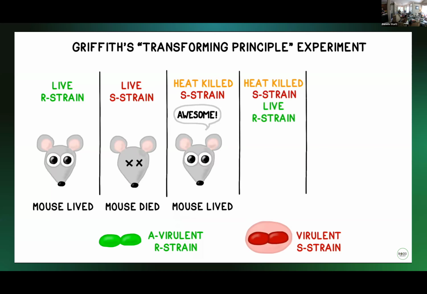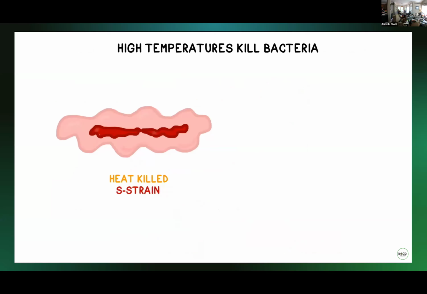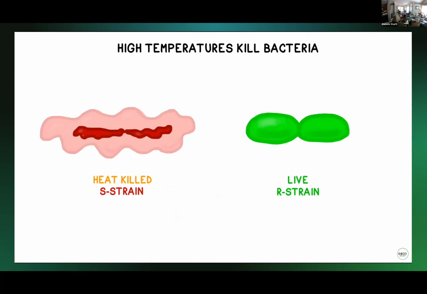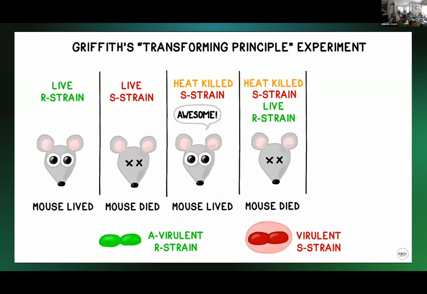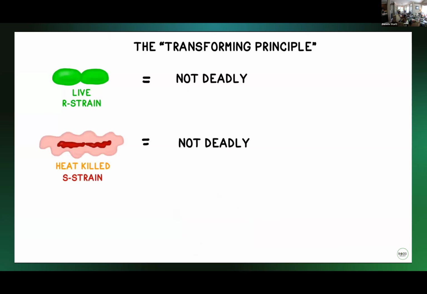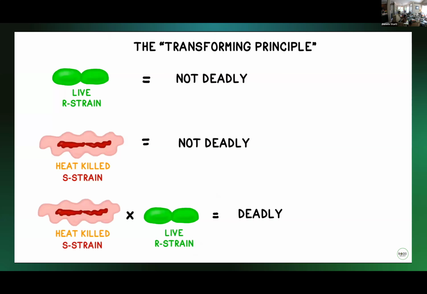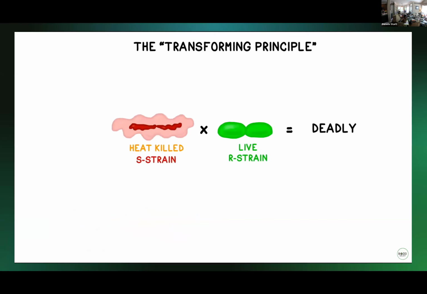The 4th group of mice was crucial to Griffith's experiment. He injected the mice with a combination of heat-killed virulent S strain and live innocuous R strain. The mice injected with the combination developed pneumonia and died. On their own, neither of these components should have been deadly, so Griffith concluded that the live R strain had acquired some type of deadly component from the dead S strain. He called this mysterious component the transformation principle.